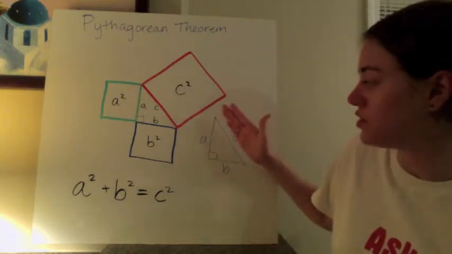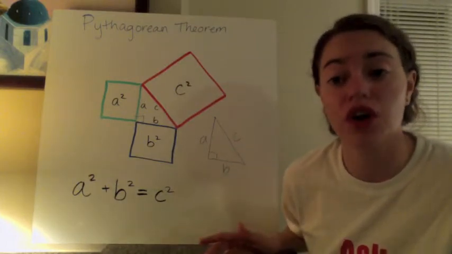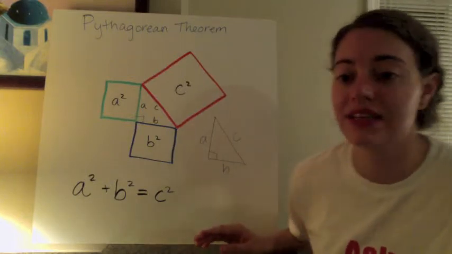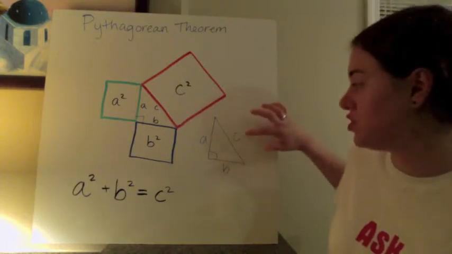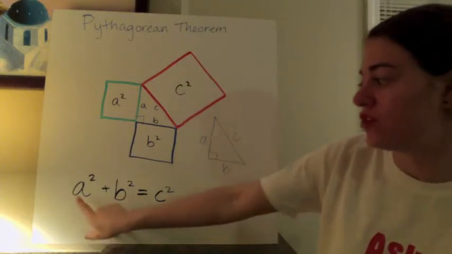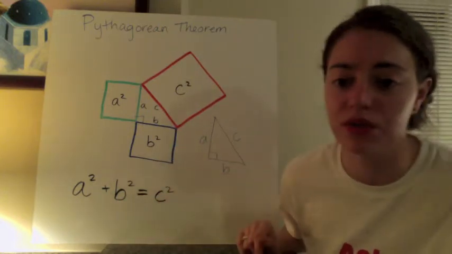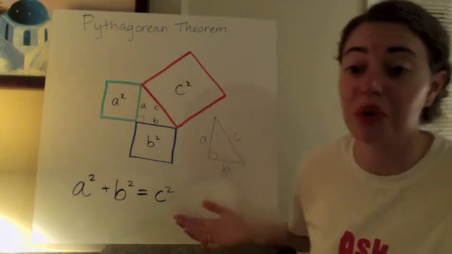The hypotenuse is always located across from the 90-degree angle, and it is always the longest side of a right triangle. What the Pythagorean theorem states is that the sum of the squares of the legs is equal to the square of the hypotenuse, and that's written here. So the leg squared plus another leg squared is equal to the hypotenuse squared. A and B here, if this one were B and this one were A, that wouldn't really matter.